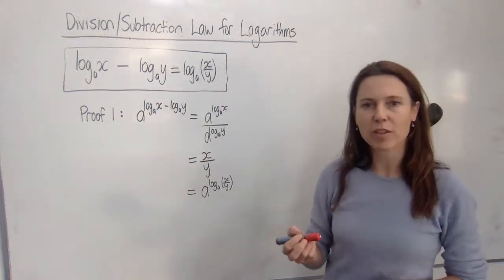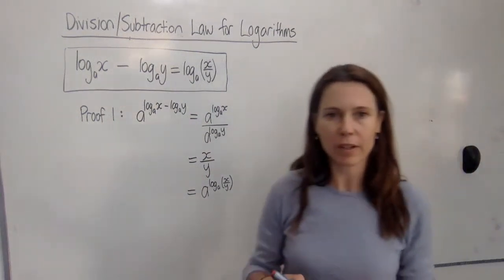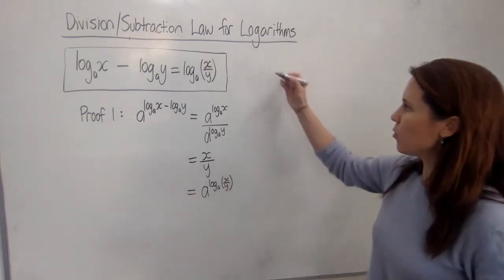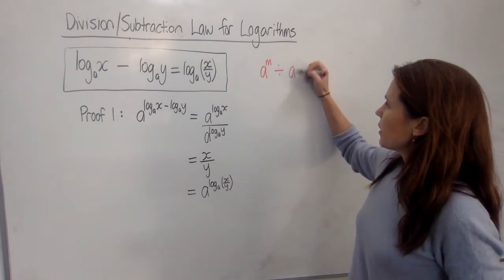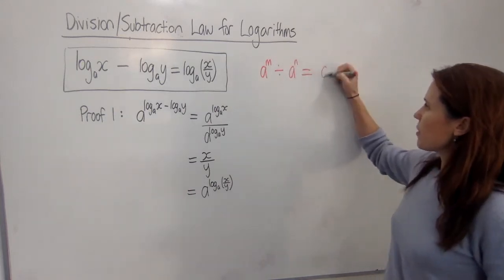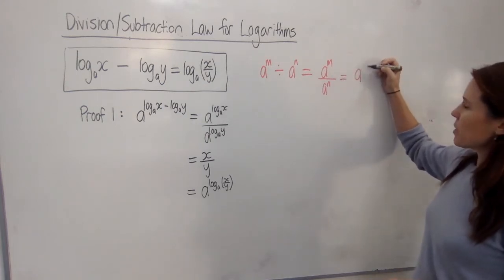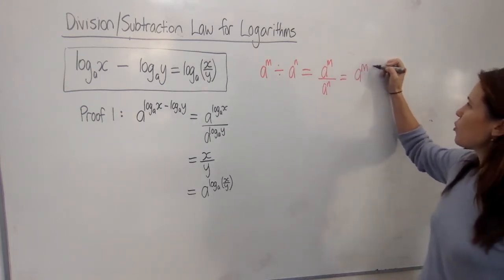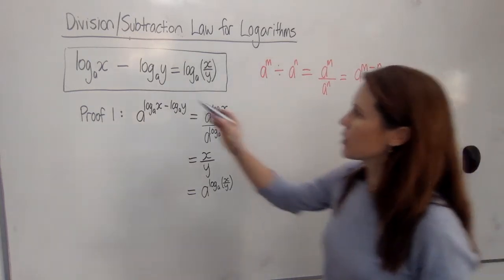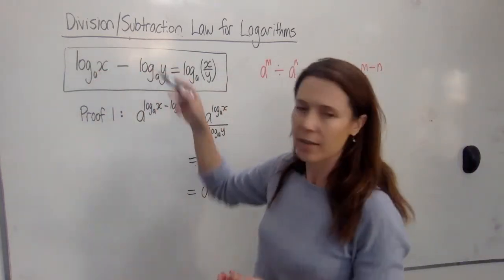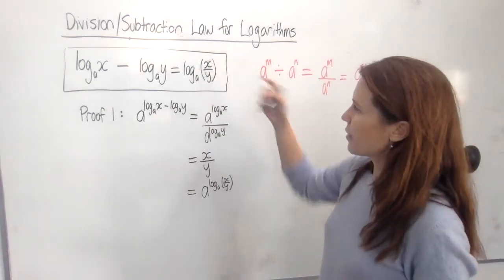Now the division subtraction law for logarithms is pretty much the same as the multiplication and addition one, except it's of course using the other law. The index law that we know is that when we are dividing index expressions, whether it's written this way or as a fraction, we keep the base the same and subtract the indices. So that's what's happening here. We're subtracting indices because each of these are indices, and we do this when we are actually dividing the numbers.